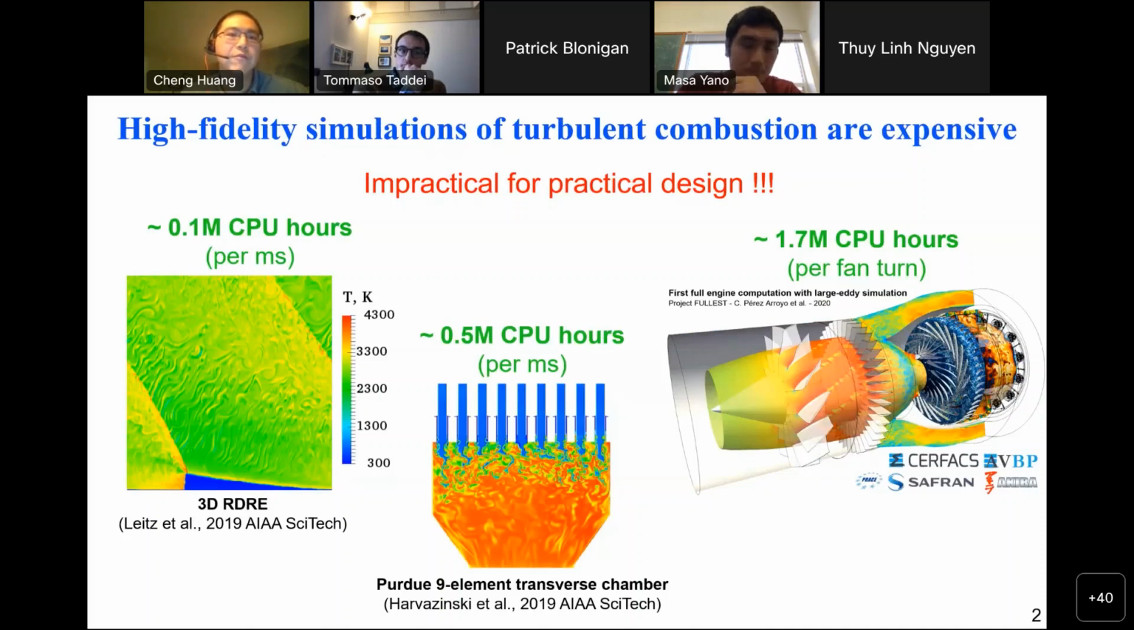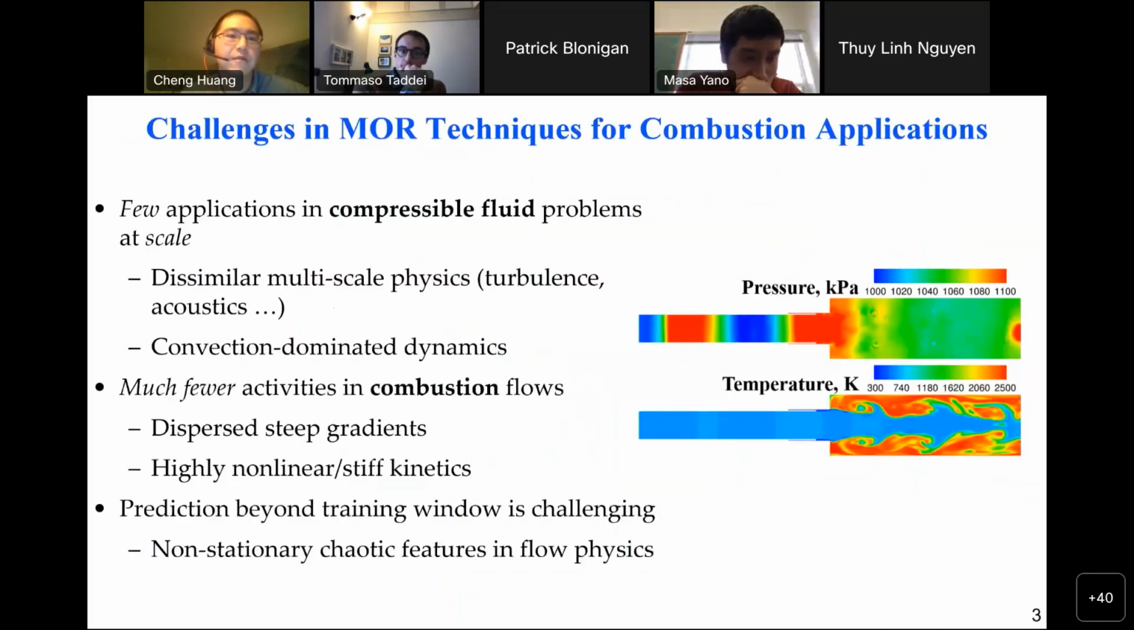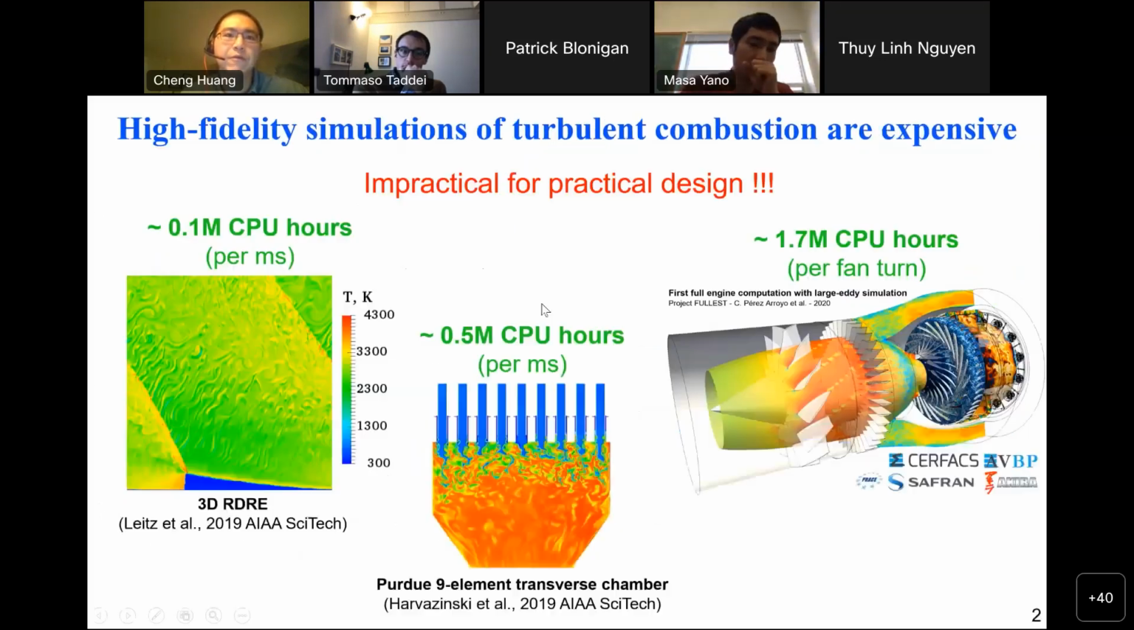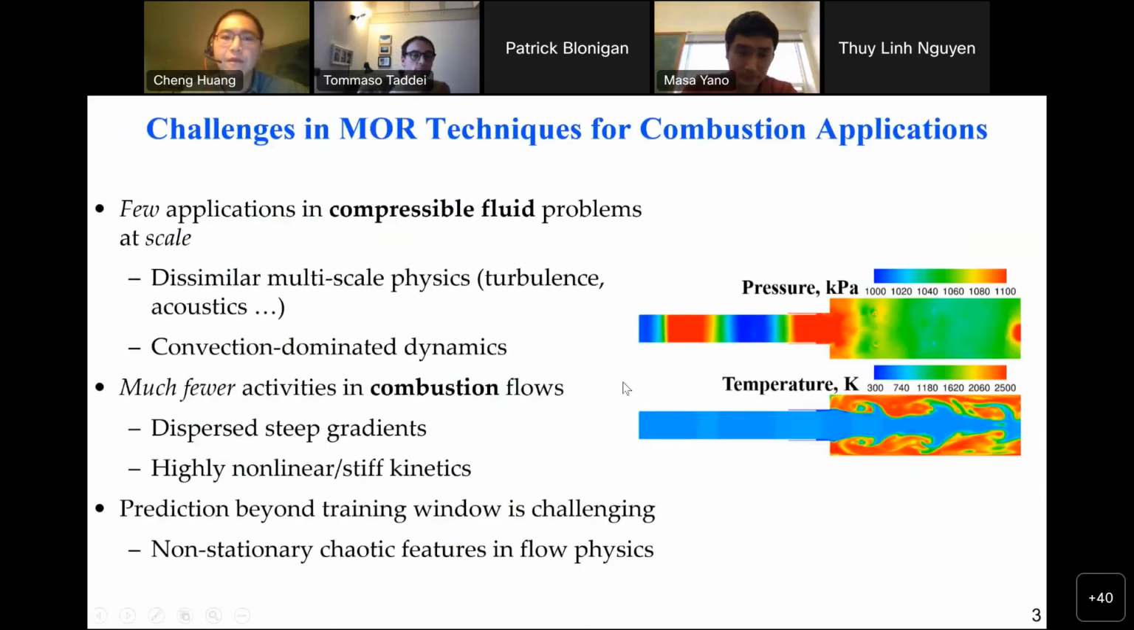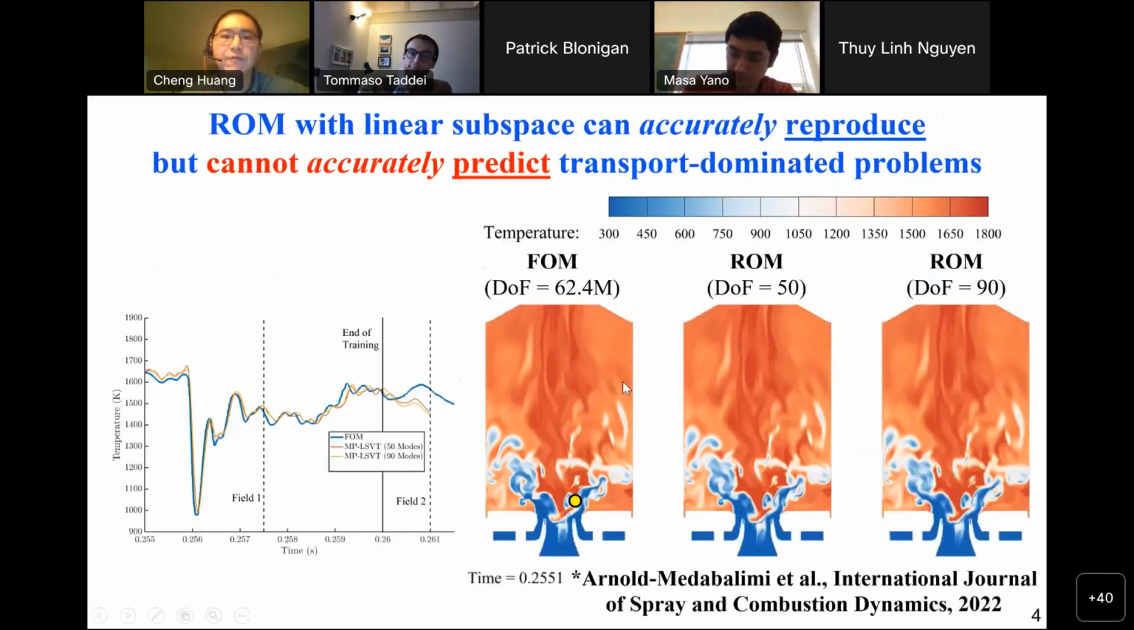So how are we going to do that? That would be the major focus for the test suite. We're trying to go beyond the training window. For example, we only train for 1 millisecond, and we are predicting for the next 10 or hundreds of milliseconds.